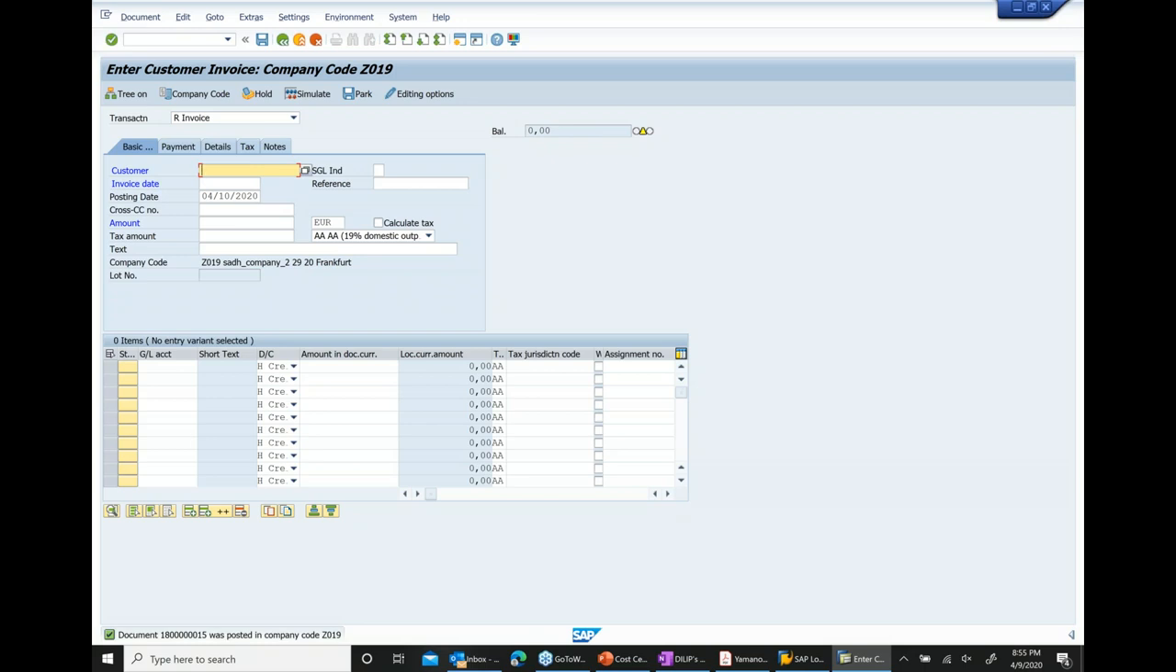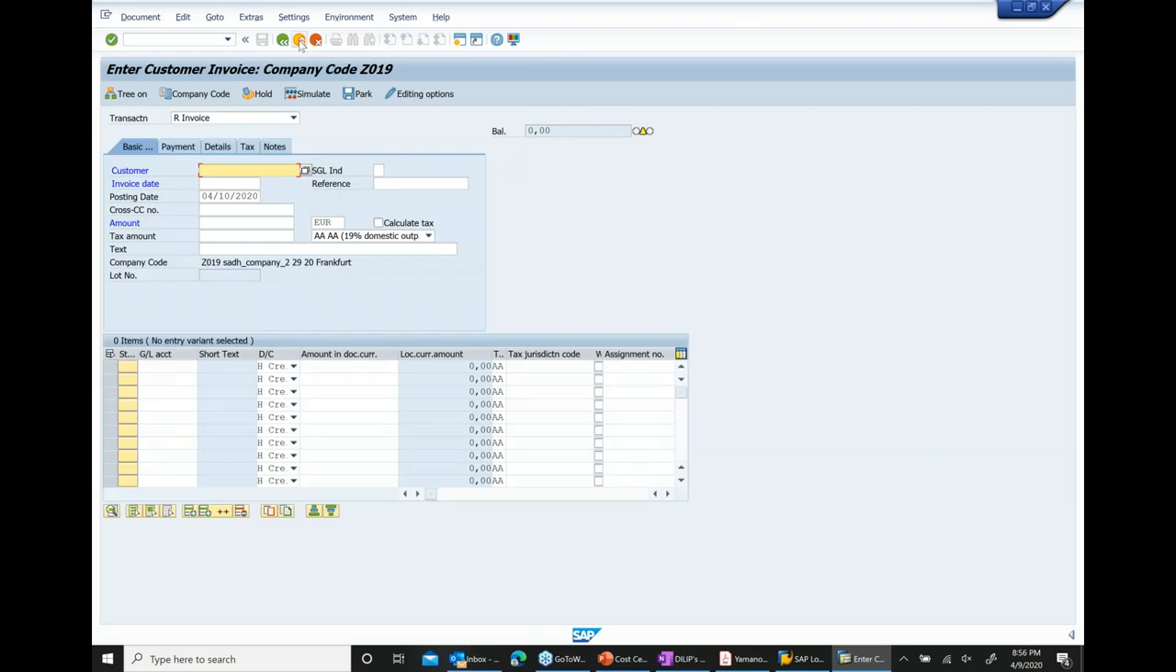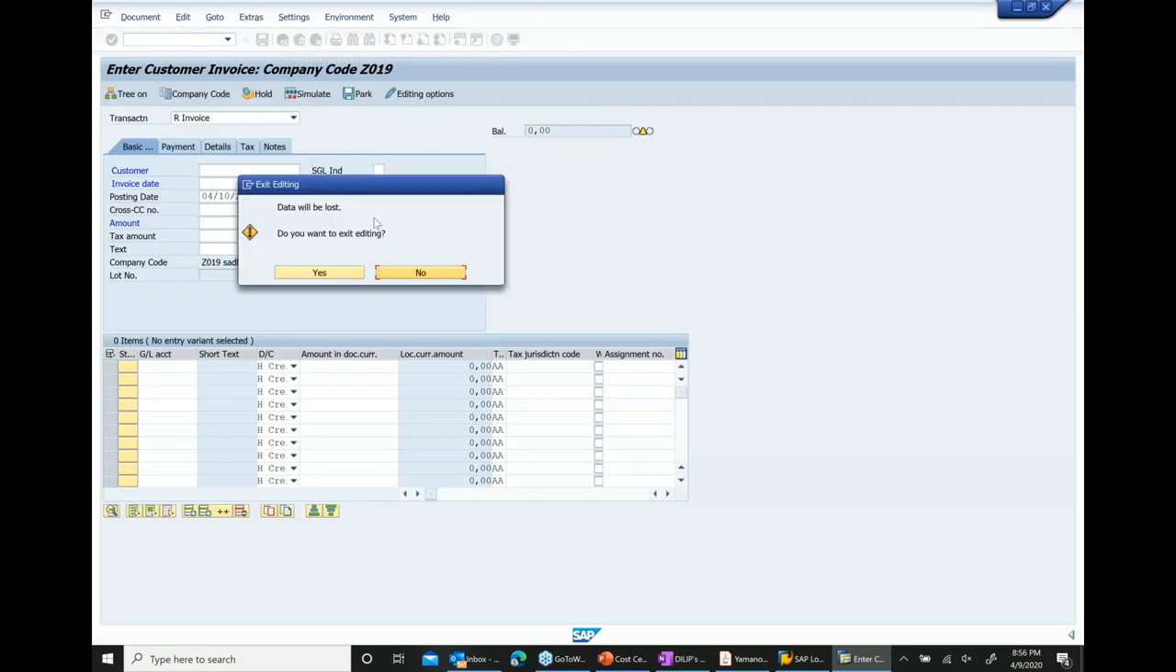See the message at the bottom. Document 18000015 was posted in the company code 019. What we did, we posted a customer invoice. What happened with this? If I display this document, this document was created in this company, in this fiscal year, on this posting date, period. This is my company, that is my customer, who is debited for $1,000, and my ABN AMRO bank has been credited with $1,000. I go back. It's just an example of creating a simple financial posting.